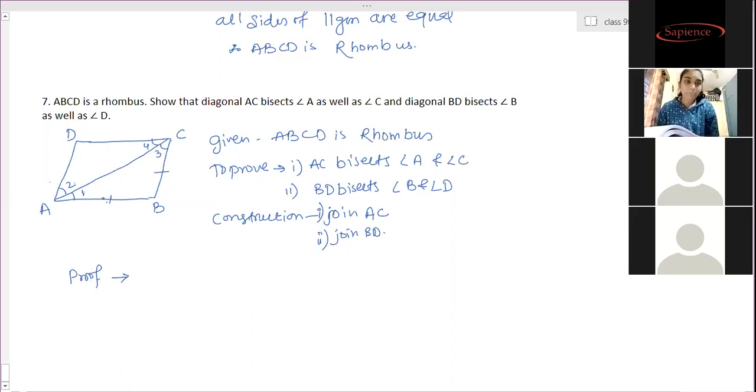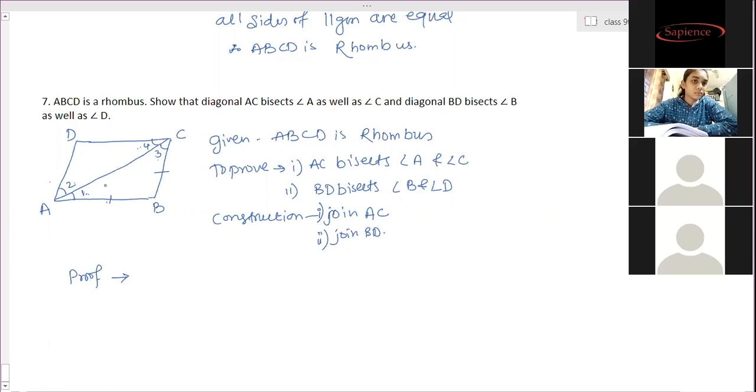1 and 3 are equal, as well as 1 and 4 are equal. 1 and 3 are equal since AB is equal to BC. And 4 and 1 are also equal because they are alternate interior angles. So both these angles are equal to 1. Therefore 3 and 4 are equal. And 3 is equal to 2.